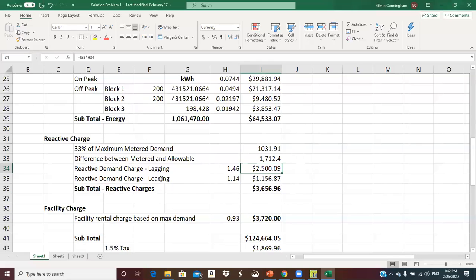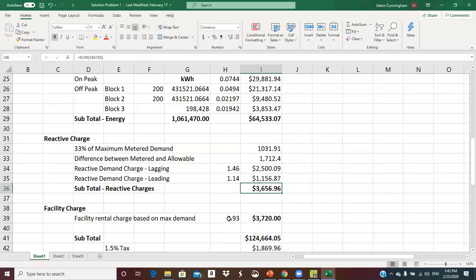Okay. On the leading, you got to pay for all of them. They cut you no slack. And you know, that's a rip because leading helps them because everybody's lagging. And when you're leading, it helps the system. But they still don't care. Every dollar's green, right? If it's in their pocket, it's better than if it's in your pocket, as far as they're concerned. So they'll charge you another 156.87. So your total reactive charges are just these two, 3656.96. Questions?